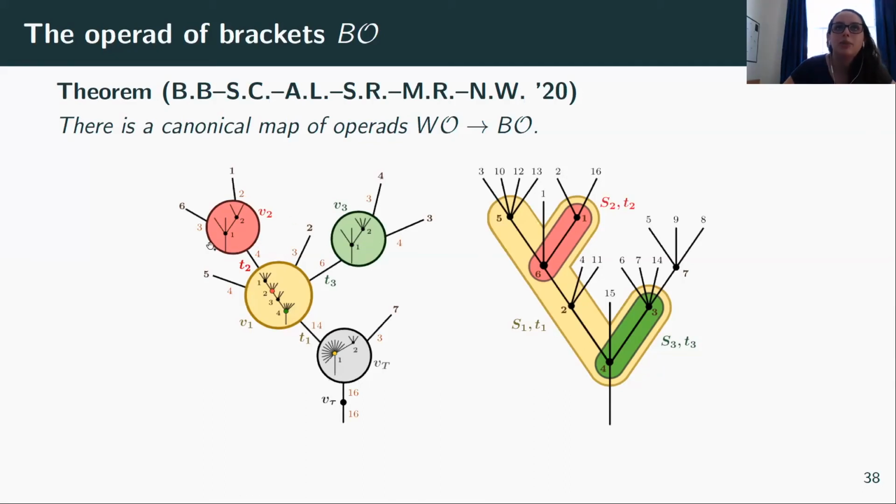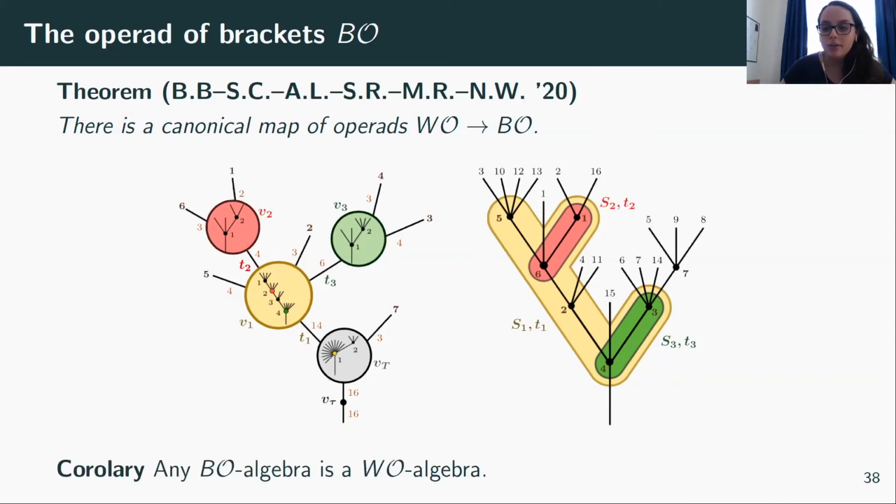So this subtree over here is marked afterwards by the pink bracket, as well as the green one, and so on. And regarding the weights, you can simply take the weights that you got from the W construction and give it to the corresponding bracket. So this map is quite canonical and quite easy to define. Well, it's a bit messy to define, but a nice corollary that we get from this is that any BO algebra is in particular a WO algebra, and therefore an infinity operad.